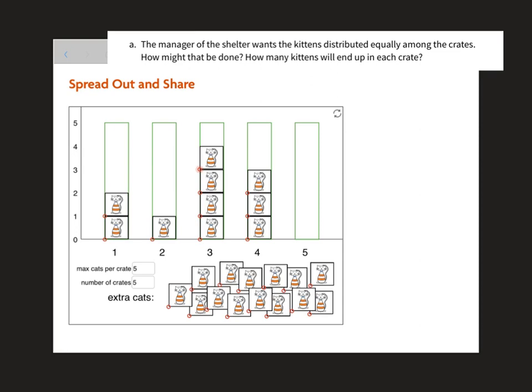To do that, what we want to do is move the kittens around. So I want to take maybe a kitten from a crate that's really crowded and move it to one that's less crowded. And maybe I can move a kitten over here and I can move a kitten over here. And notice that when I've done that, I have distributed them evenly. So for example, if I want to answer the second question up there, how many kittens will end up in each crate? The answer is 2 kittens.